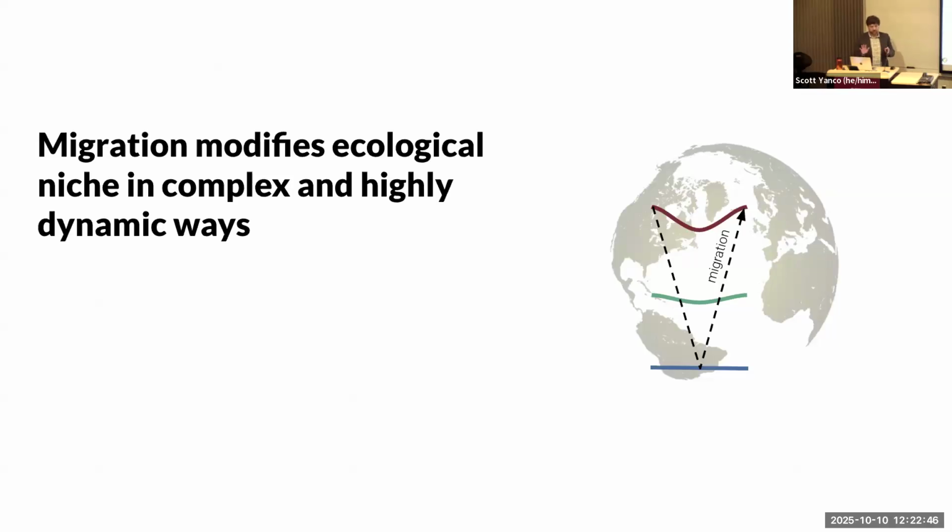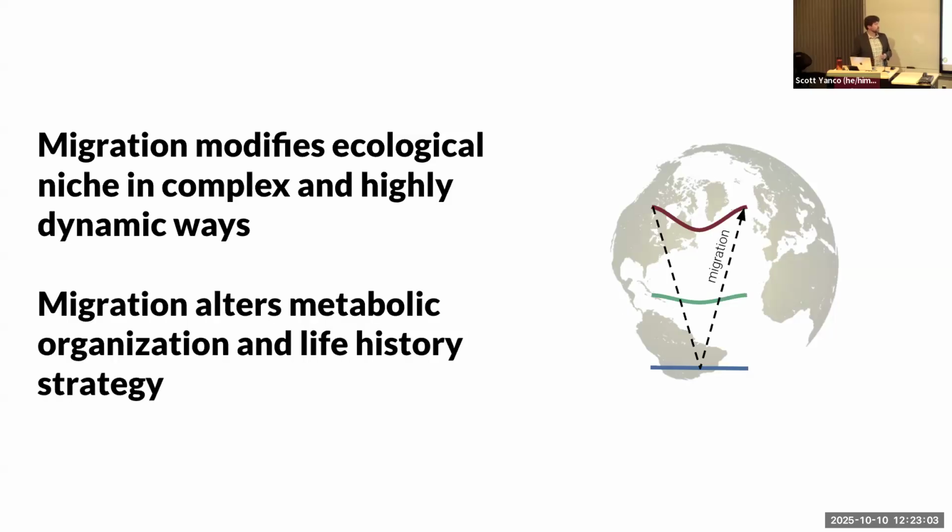Hopefully it'll become apparent why I tried to go through that quite fast. The point here is that I hopefully convinced you that migration is modifying ecological niches. It's doing it in really complicated, really dynamic ways, right? It is not just a static species-level niche that things are following around, and if we just did enough SDMs, we would know what to do with these things.